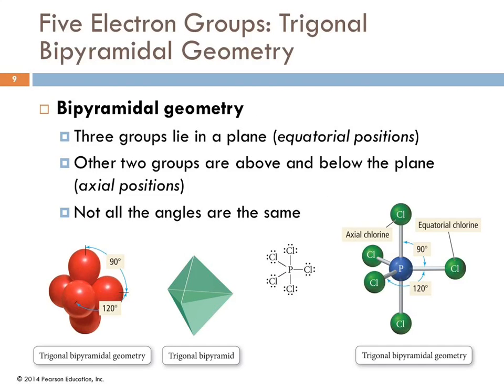What about 5 groups? Here's phosphorus pentachloride. There's one that violates the octet rule. 5 groups form what we call trigonal bipyramidal geometry. And I envision this as being a little like a girl. So here's her hair, right? And she's a ballet dancer, and this is her tutu.